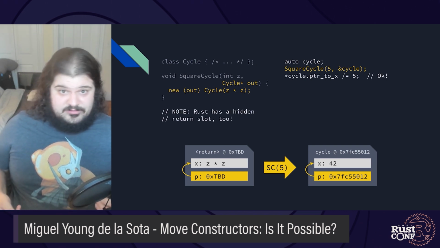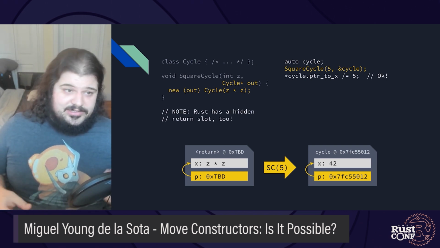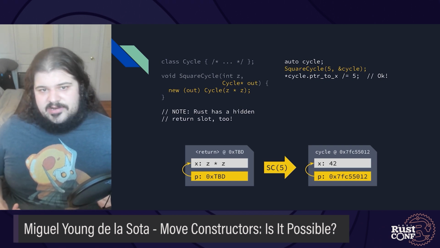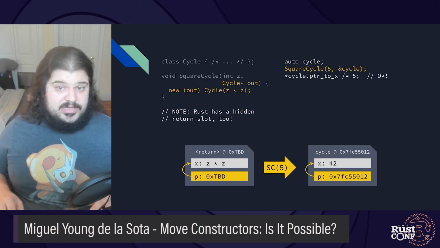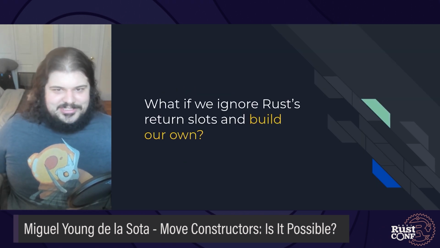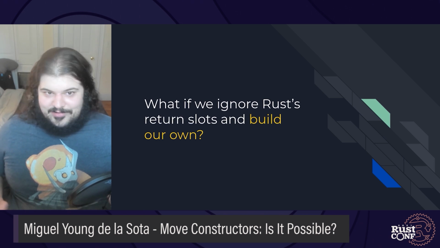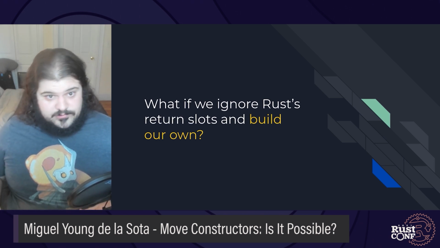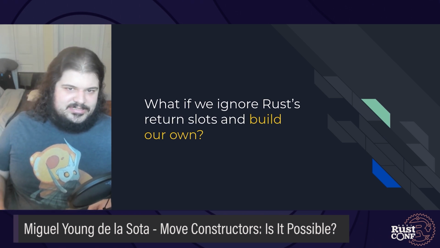That said, Rust does have a return slot, and it does use it a little bit in the C++ way, but it's not in a way that is accessible to users, and certainly not in a way that we can use it to run a constructor. So what if we just ignore the Rust return slot and build our own? Wouldn't that be better? That way we can control how things get placed into it.